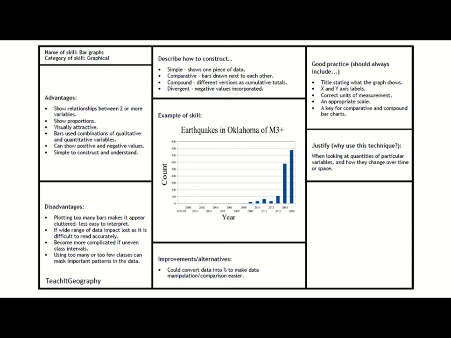So this one obviously shows you the name of the graph. It's a bar chart. How would you construct it, or describe how to construct it? So it shows one piece of data, bars drawn next to each other, and so on. Advantages of using bar charts, there's loads of stuff listed. Disadvantages. What you could do instead to improve it. Justification of why use that technique, and other things you must make sure they all include. So that links into how to construct it.